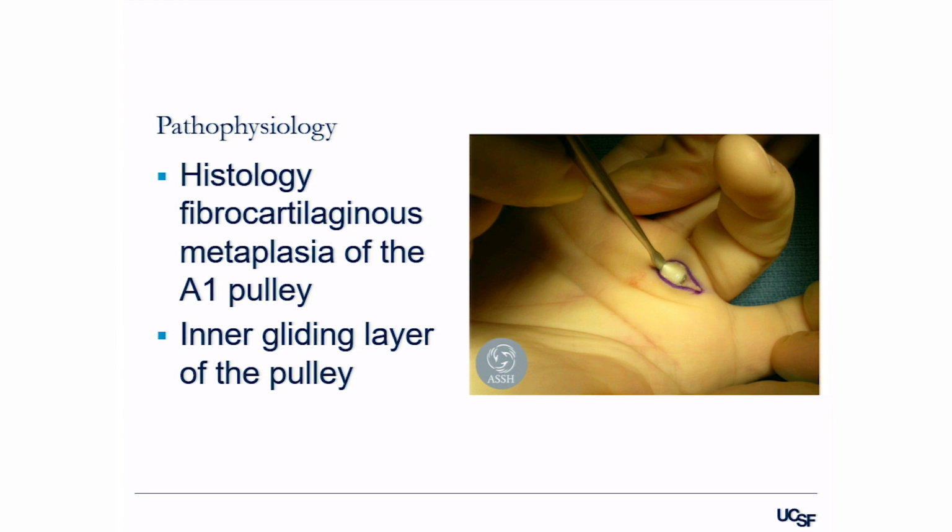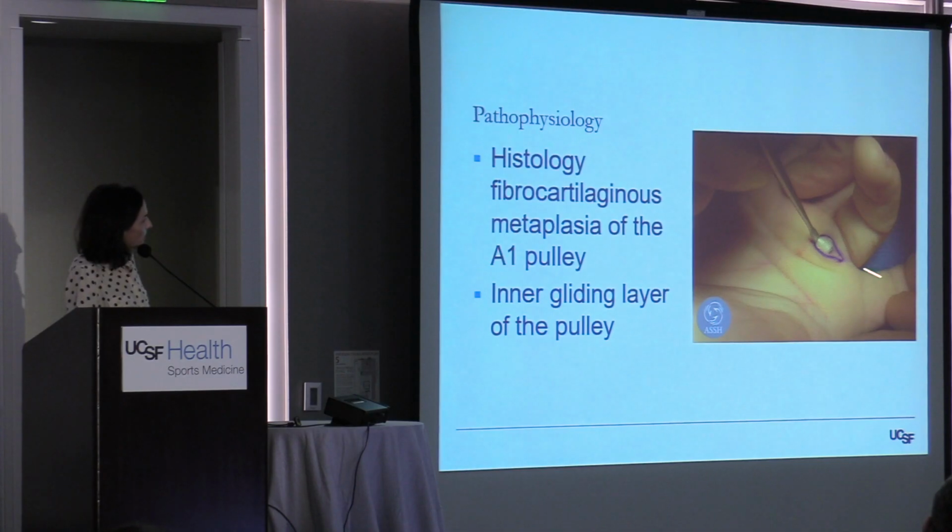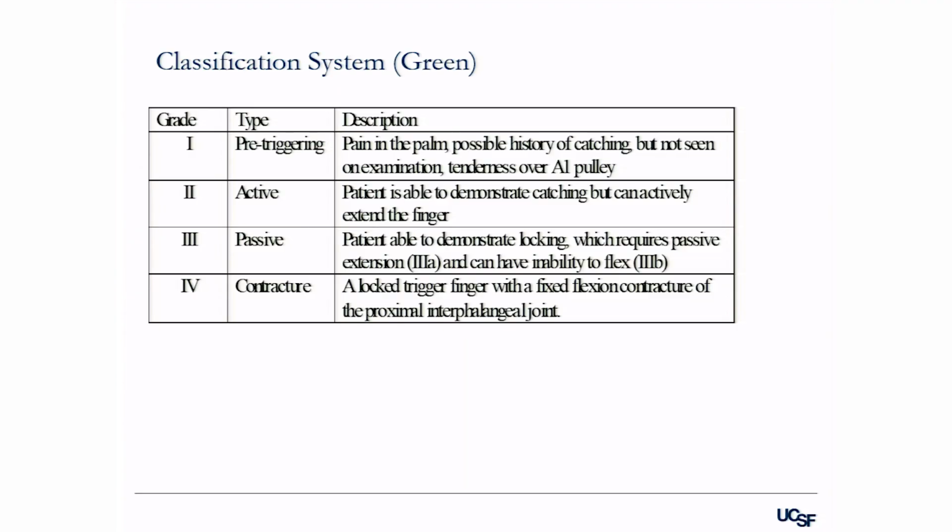Pathophysiology doesn't matter all that much, but you do see metaplasia of the A1 pulley. And that's the incision. So you may see a longitudinal incision in a patient, you may see a transverse, you may see an oblique. But when we talk about grading system, we don't usually talk about it that much. We say they have a trigger finger, they don't. But just know that there is pre-triggering.